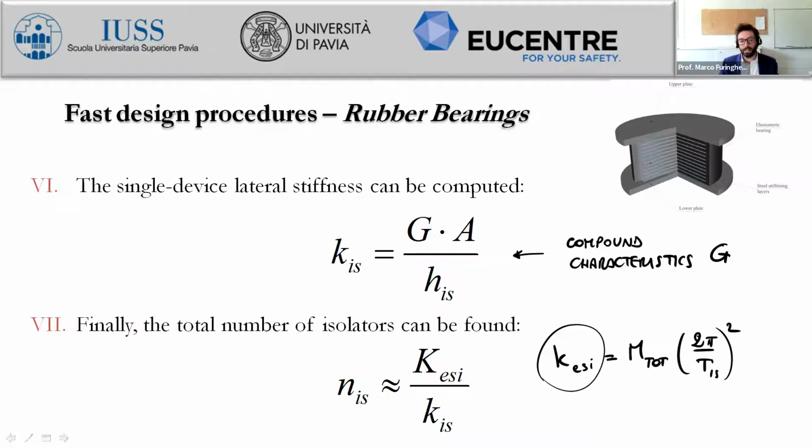The curved surface slider case is the only case where we can design a unique typology of device for all the supporting points. But here we will surely need to consider hybrid systems, which means a combination of flat sliders and rubber bearings.